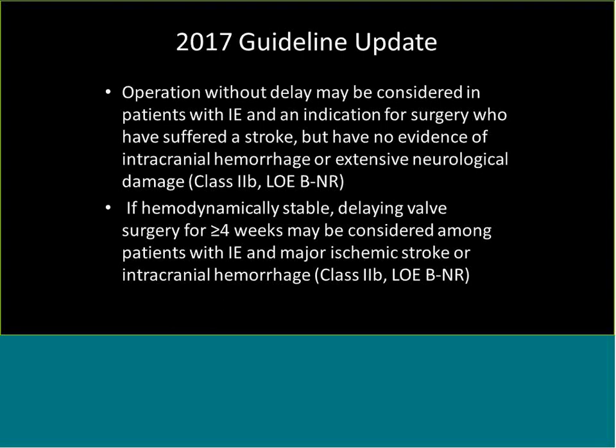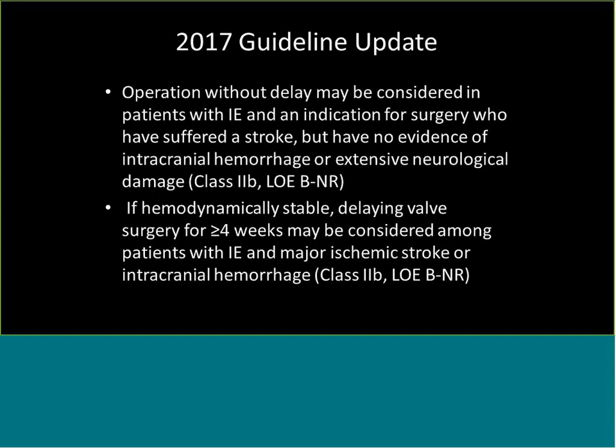Operation without delay can be considered in patients with infective endocarditis and an indication for surgery who have suffered a stroke, but no evidence of intracranial hemorrhage or extensive neurologic damage. So class 2B, level of evidence B, non-randomized. If patients had endocarditis and they had an embolic stroke, the old thought is you want to wait 6 weeks because you don't want to have hemorrhagic conversion, right? But if there's no evidence of intracranial hemorrhage or extensive damage, then it is reasonable to not delay surgery.